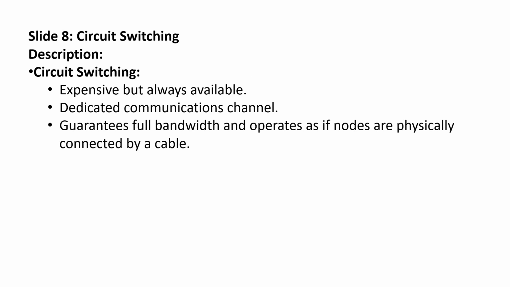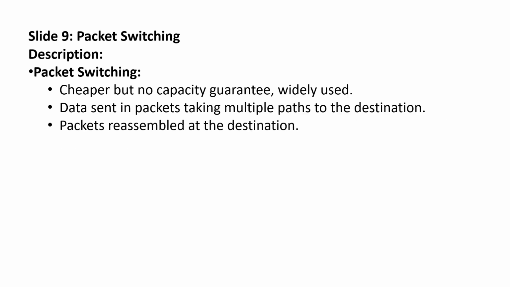Circuit switching. Circuit switching is expensive but always available. It is a dedicated communications channel. It guarantees full bandwidth and operates as if nodes are physically connected by a cable. Packet switching is cheaper with no capacity guarantee, but it is widely used. Data is sent in packets taking multiple paths to the destination. Packets are reassembled at the destination.